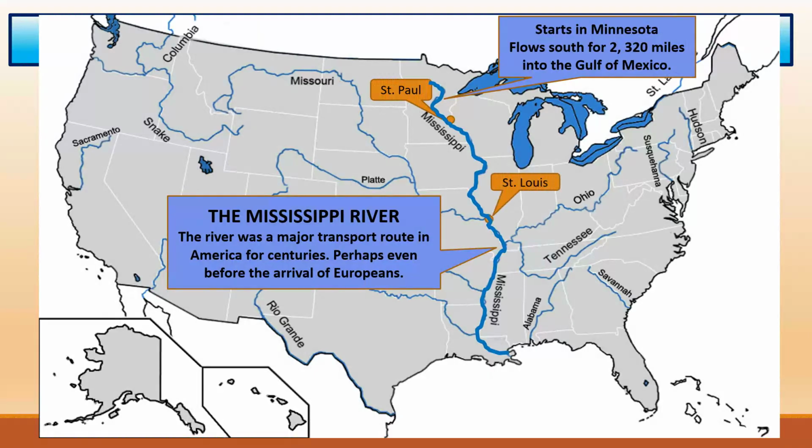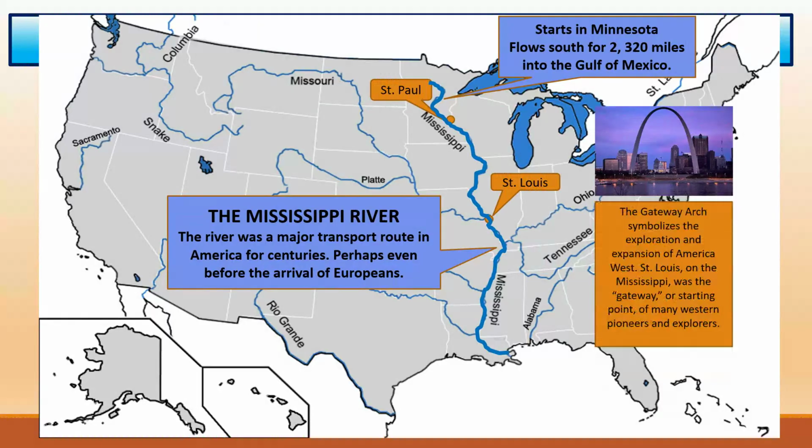Major cities are along the Mississippi River: St. Paul, St. Louis. St. Louis is famous for its Gateway Arch, which symbolized the exploration and expansion of America west. St. Louis is on the Mississippi. It was a gateway or starting point for many pioneers and explorers who went and settled the West, and you certainly learn about that next year in 7th grade. Memphis is along the Mississippi. And finally, New Orleans, which was important to trade routes with the outside world.